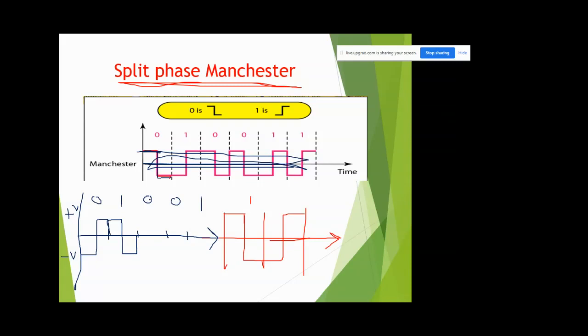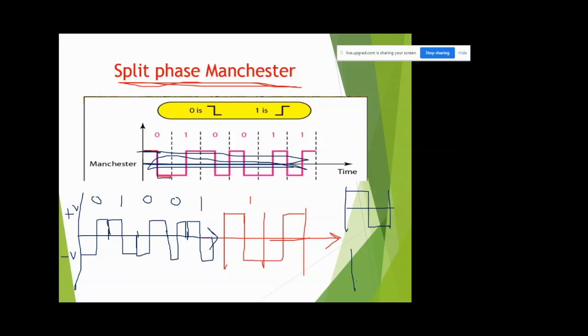Again the next bit is 0, so it starts with the negative and ends with the positive. Again the next bit is 0, so it starts with the negative and ends with the positive. The next bit is 1, so start with the positive and end with the negative. So this is the split phase Manchester. Just remember how to represent bit 1: start with positive, end with negative.